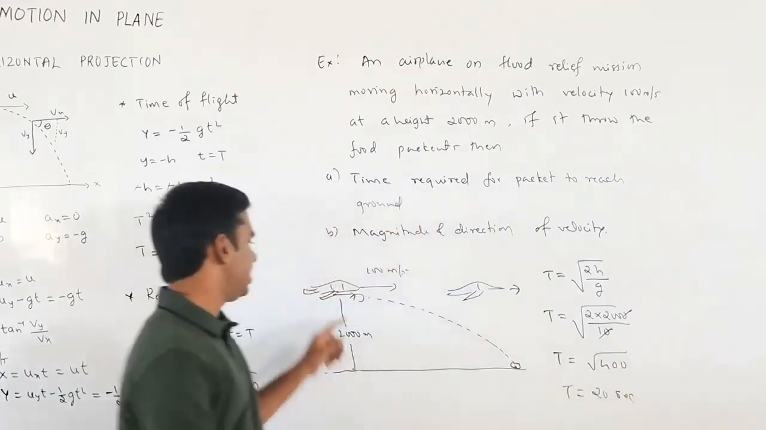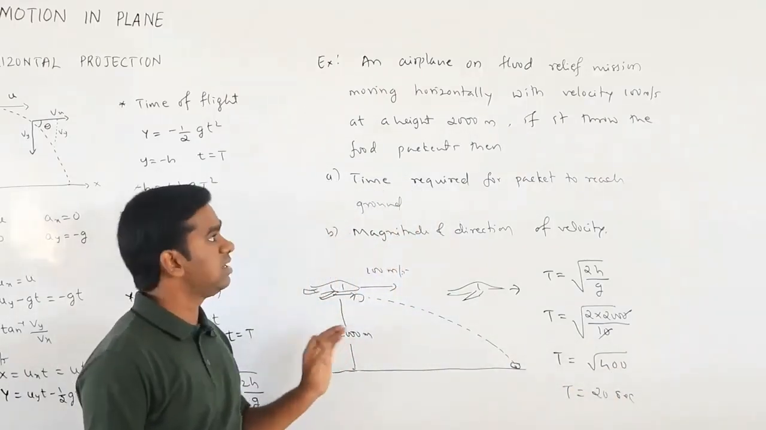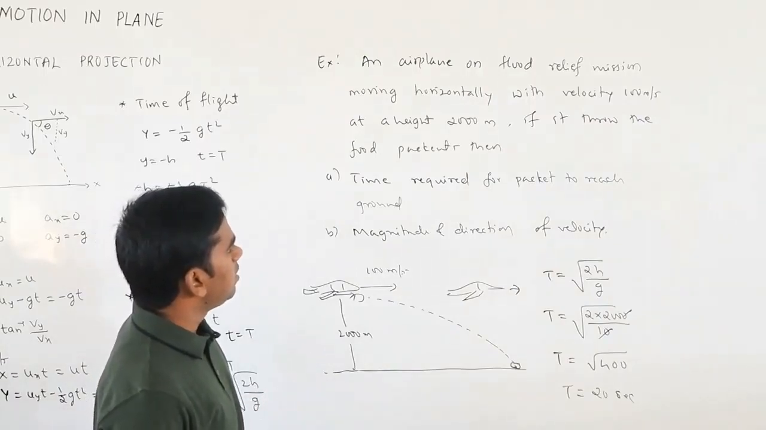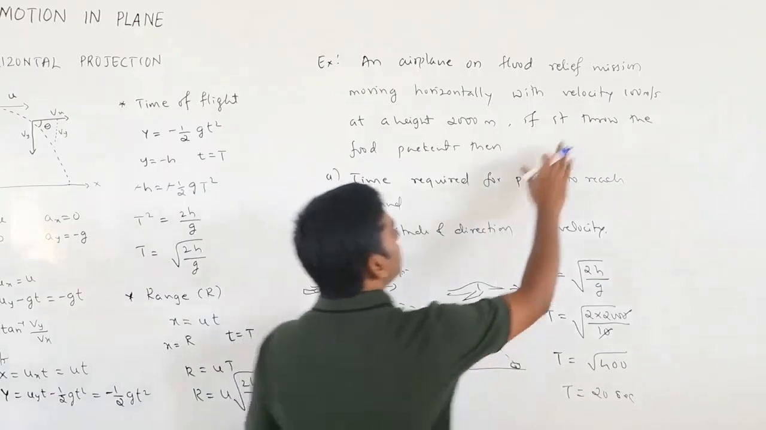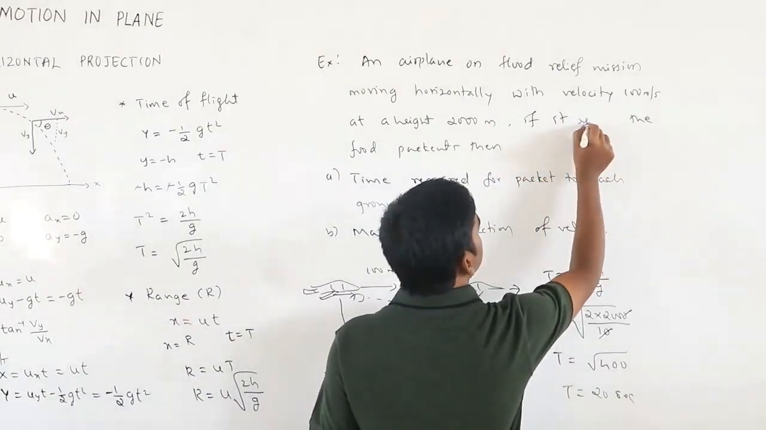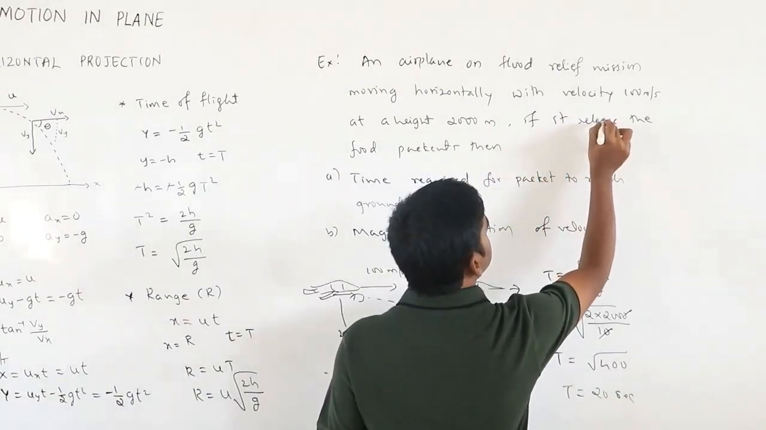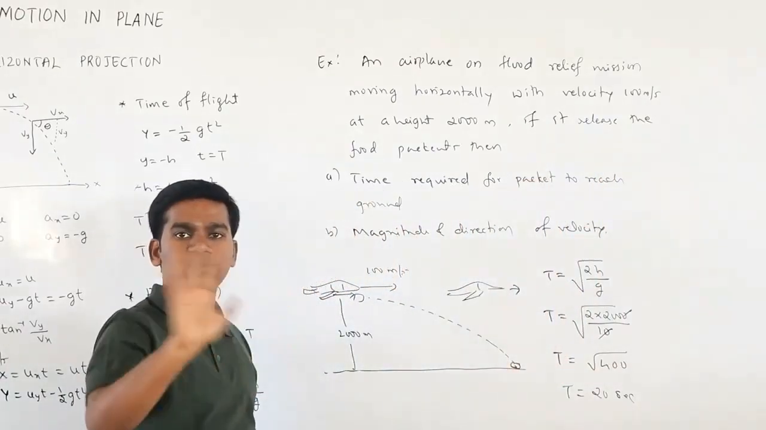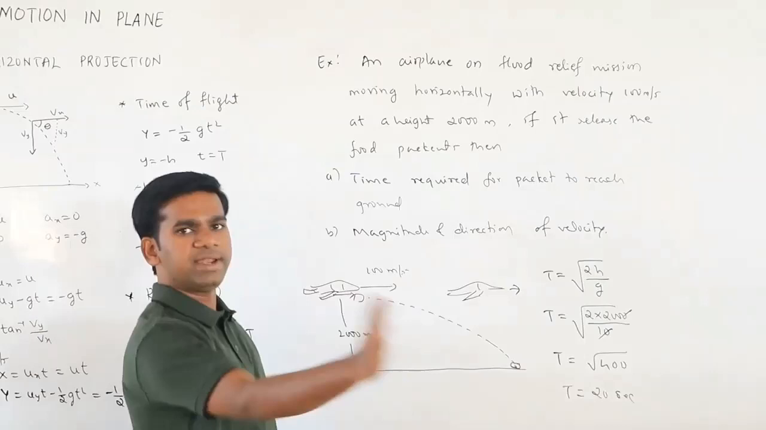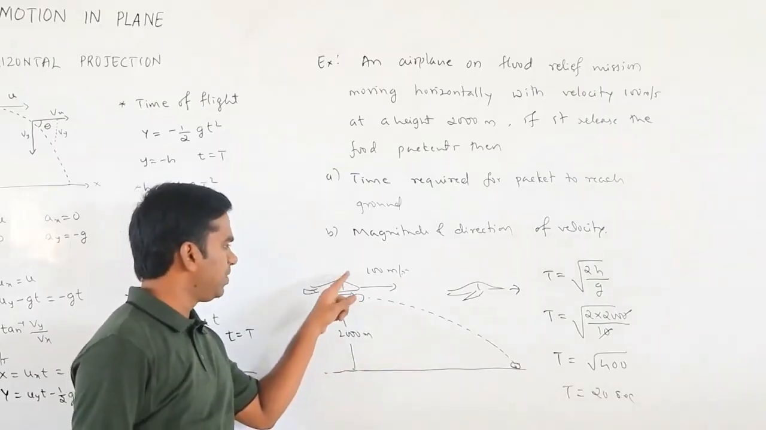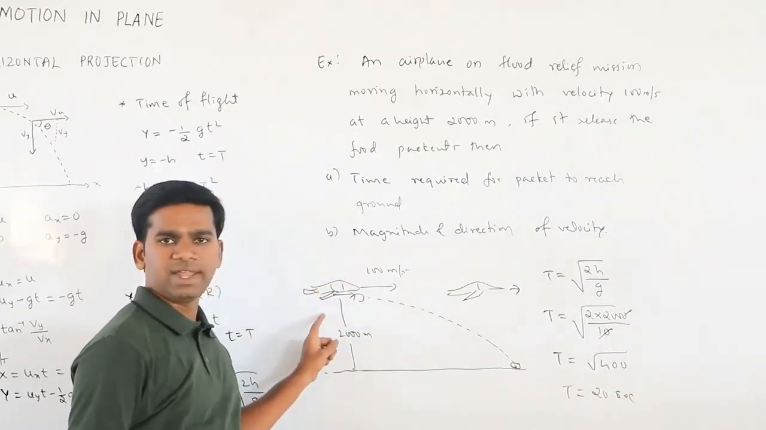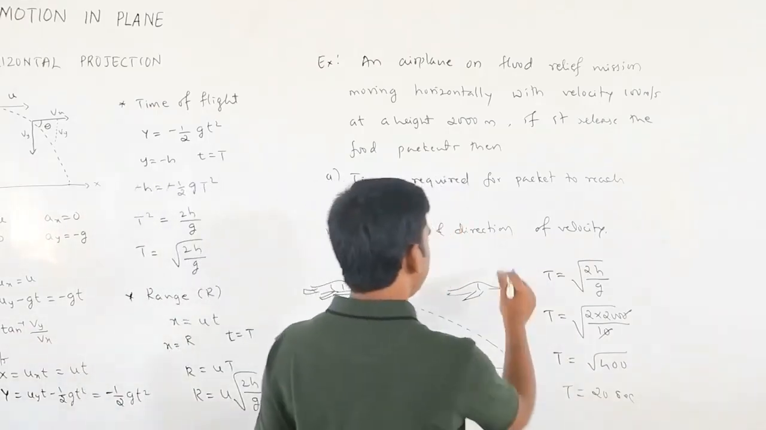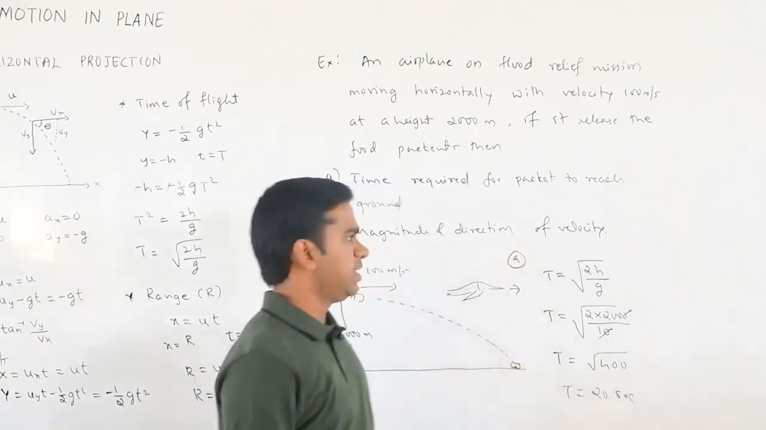So if they release the packet over here, they are just releasing it. We cannot say they are throwing. Let me write release the food packet. Throw is not a better word. They will just release it, they will just drop it. They are not throwing. But it is looking like throwing because of the velocity of this flight, or this plane. So this is the time, this is your answer for question A.